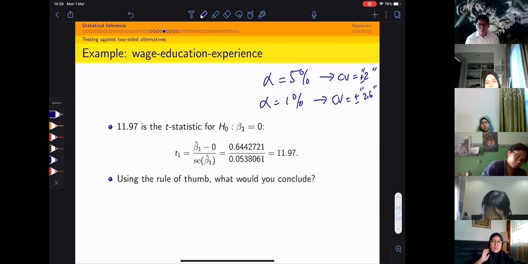Okay, so in this particular case, we can conclude that education has a positive and significant relationship with wages at not only the 5%, but also the 1% level. Again, if you conclude that it is significant at the 1% level, then it is automatically significant at the 10% or the 5% level.